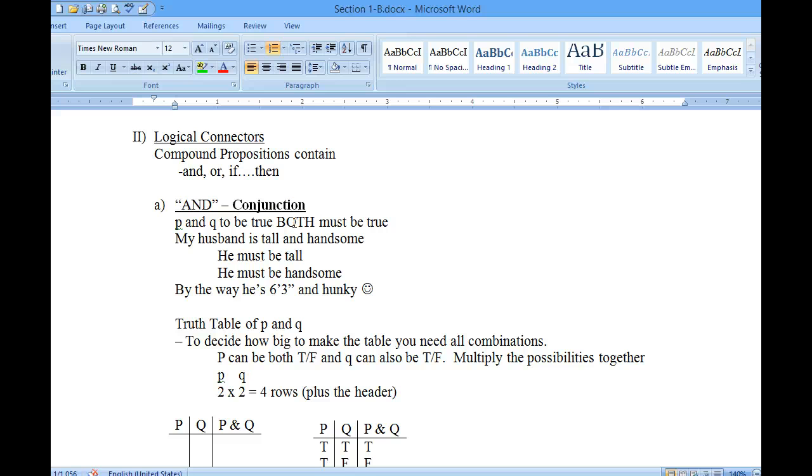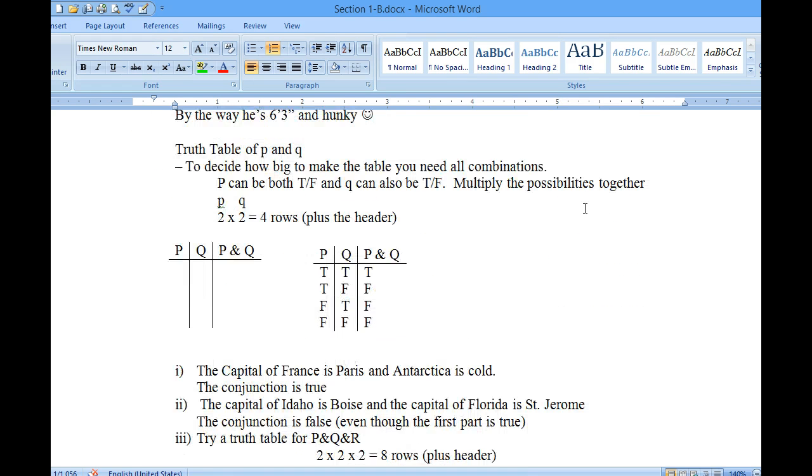So if we take the proposition, my husband is tall and handsome, we have two propositions. My husband must be tall and he must be handsome. So for my conjunction to be true, by the way, he's 6'3" and he's pretty hunky, so therefore my conjunction is true because both the propositions are true. However, that is kind of subjective, so we'll move on to the next part. We'll talk about objective and subjective later. Truth tables of P and Q. So now I'm going to do a couple of logical connectors.